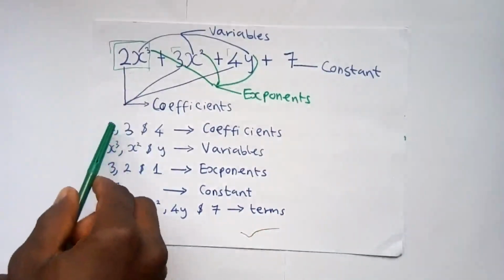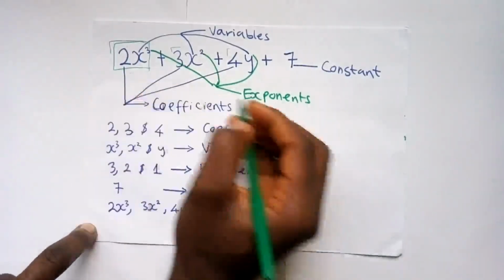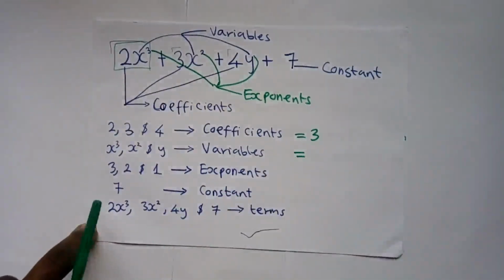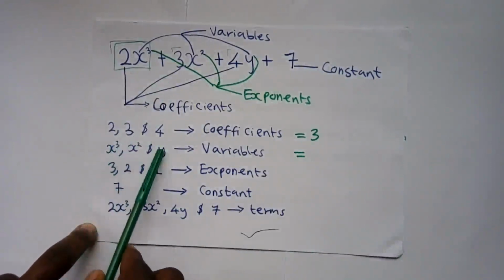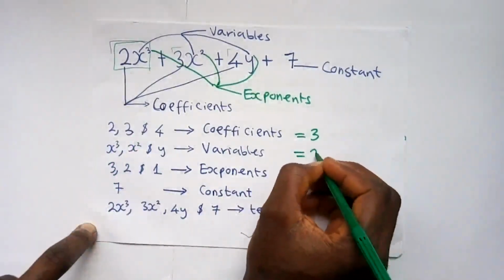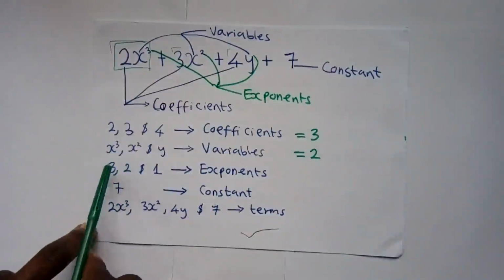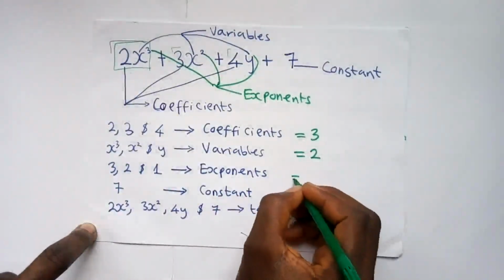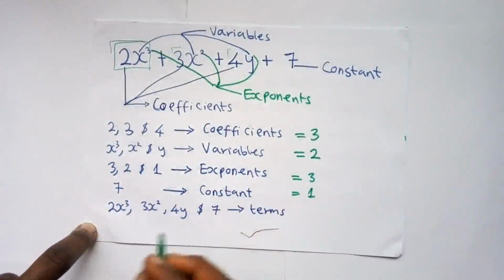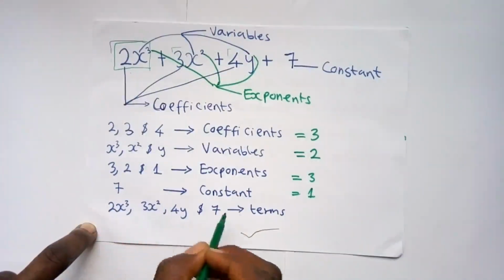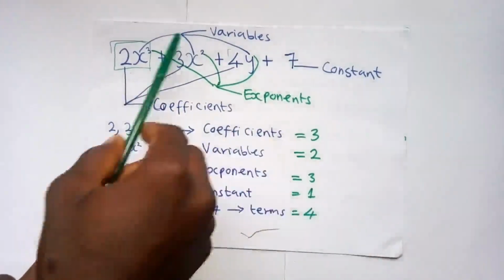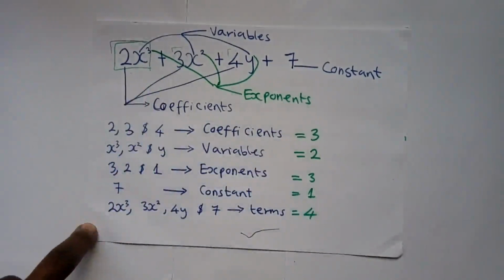How many coefficients do we have here? 1, 2, 3. So in this expression, we have 3 coefficients. How many variables do we have here? 1, 2, because just x and y only. So variables are 2. How many exponents? 1, 2, 3. We have 3 exponents. How many constants? 1. How many terms? 1, 2, 3, 4. This expression is an example of a polynomial.